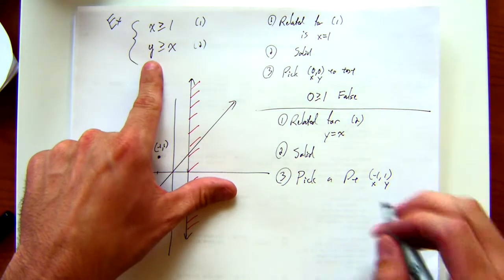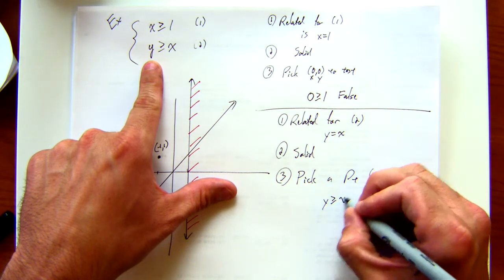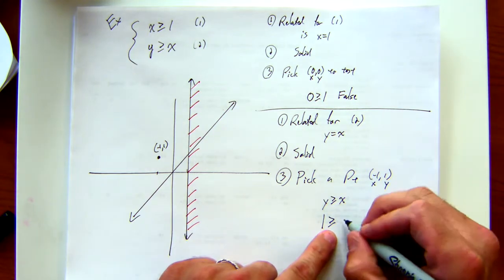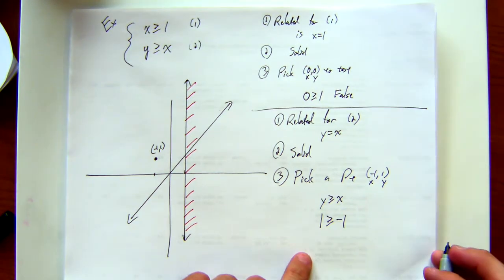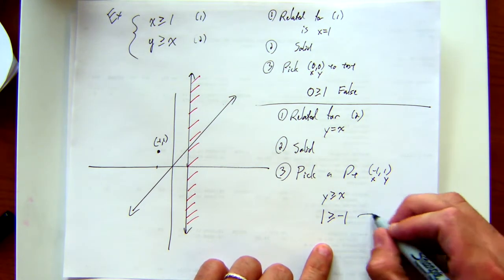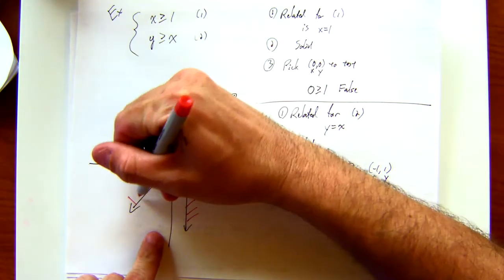So when I write this inequality, y is bigger than or equal to x, y is going to be 1, is bigger than or equal to -1. Is that true? Is 1 bigger than -1? Yes, this is true. So what side do I shade? This side, right?